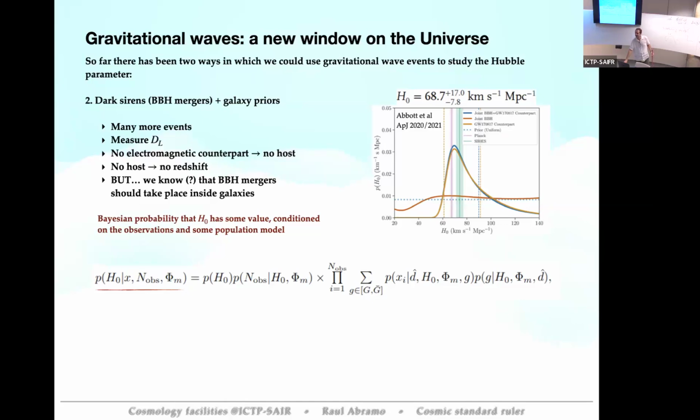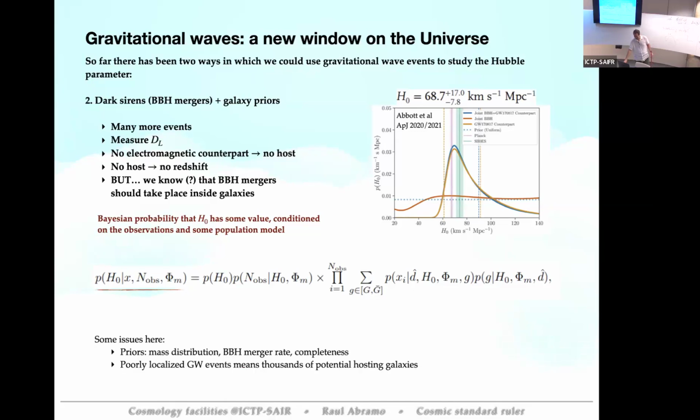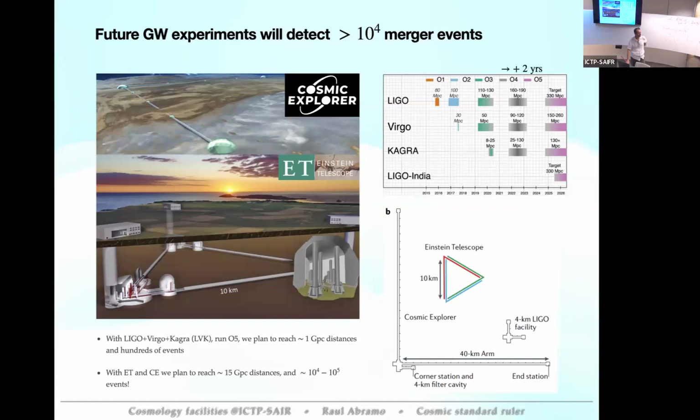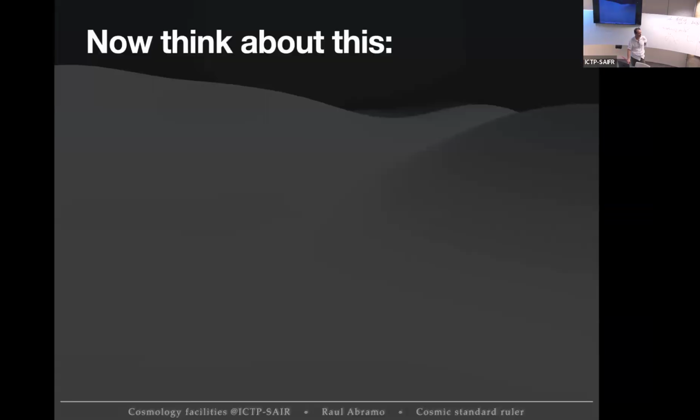I'll show you a more updated figure here, actually from Clecio, who will be here, or maybe not. He's coming. Okay. So this is, let's say, the most popular way of extracting information from dark sirens, so without electromagnetic counterparts. But it depends on priors about the mass distribution, merger rates, and completeness also. It's particularly affected by poorly localized gravitational wave events, because then your search area becomes very large. And this is the same picture that Ricardo showed you, so I'm going to skip that. This is just the horizon for observations in the future.